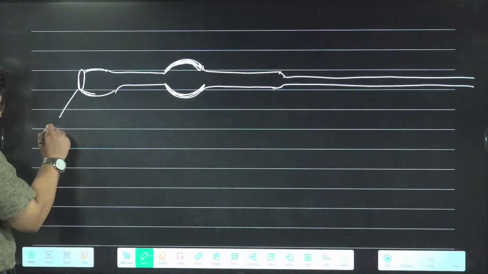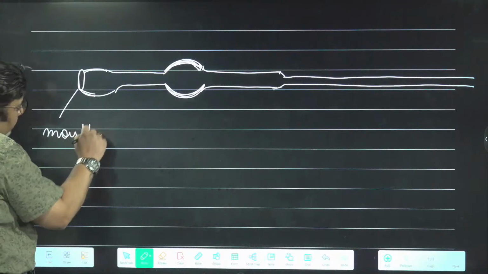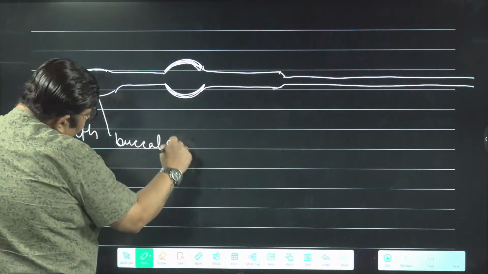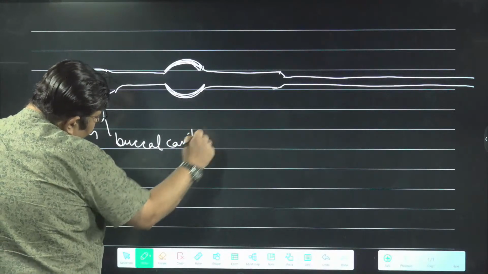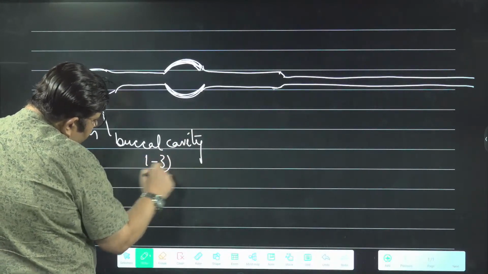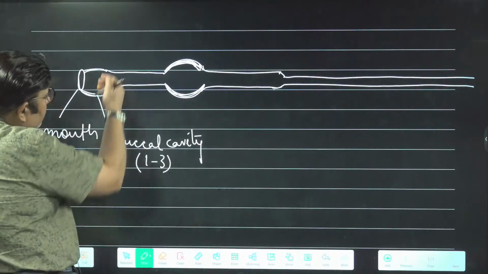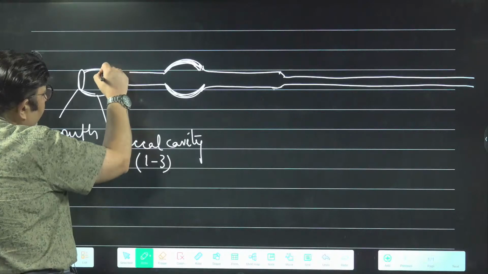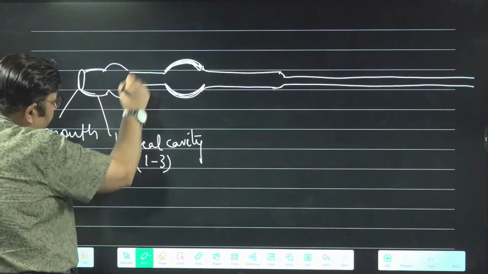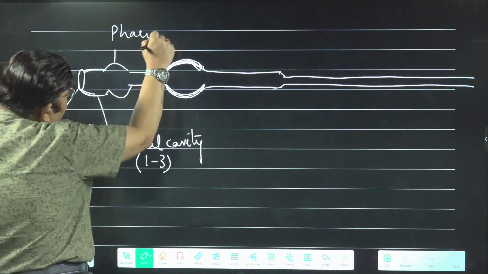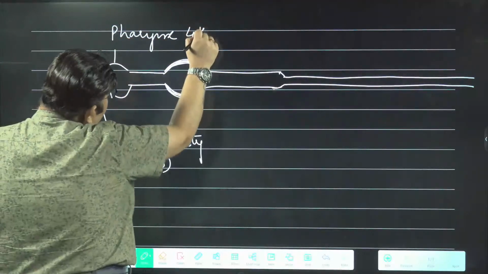Dear children, this is their mouth, and this is their buccal cavity. The segments of the buccal cavity are the first to third segment. After that, there is a pharynx, and the pharynx is in the fourth segment.